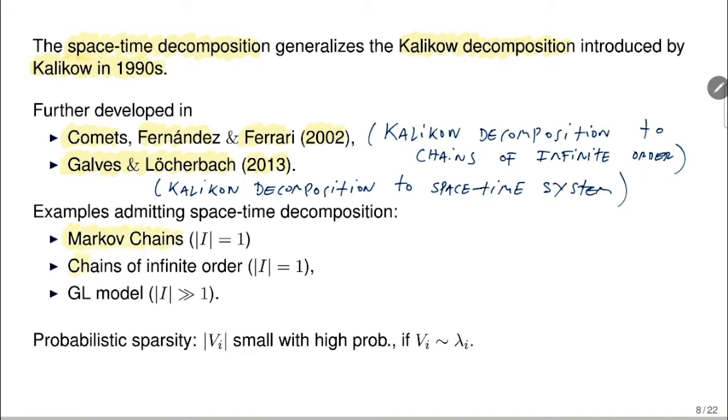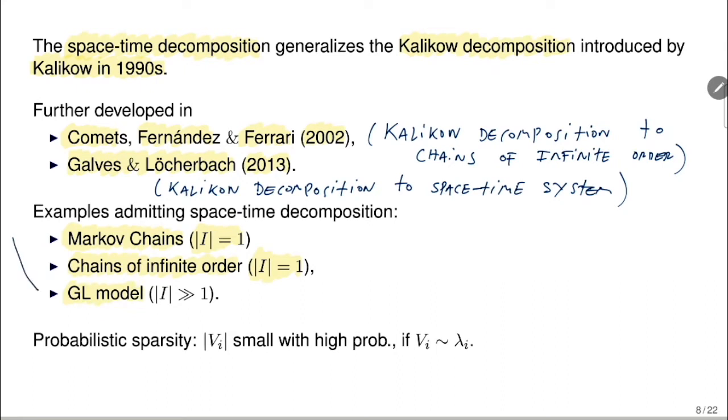It also includes chains of infinite order, and this is what Comets, Fernandez, and Ferrari presented in their paper. And in both these cases, the set I has cardinality 1. And the third example is the GL model, the GL neural network.